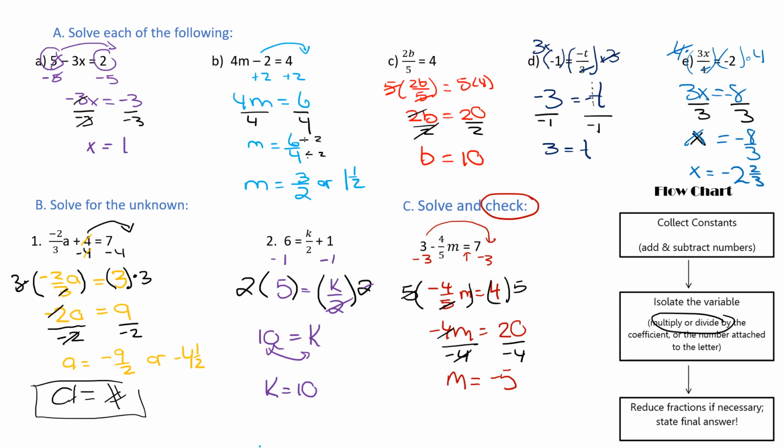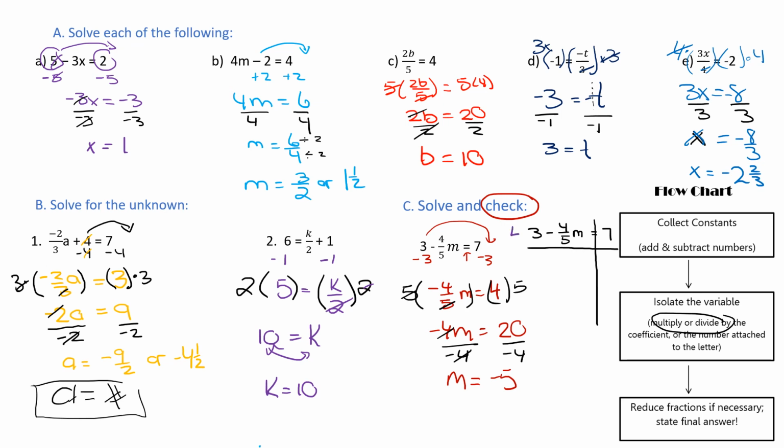To check, we create a little t-chart. First I'm going to write out the question. I'll put it right here. The question again is 3 minus 4/5 m equals 7. And then I'm going to draw, you would use your ruler, a horizontal and a vertical line into a chart.